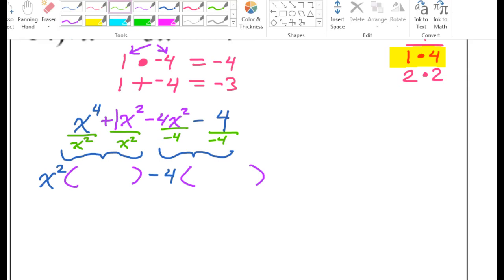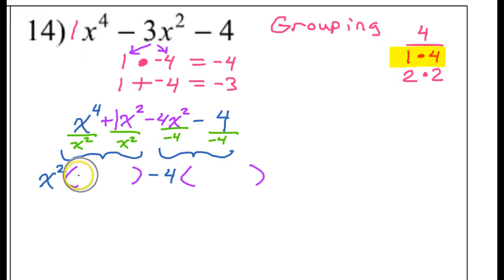So inside the parentheses, I'm going to have x squared plus 1. Okay, and then over here, the negative 4's cancel each other out, so I'm going to have x squared. Negative 4 divided by negative 4 is positive 1. Notice how the parentheses are the same. Whenever you do the grouping method, the parentheses should be the same.